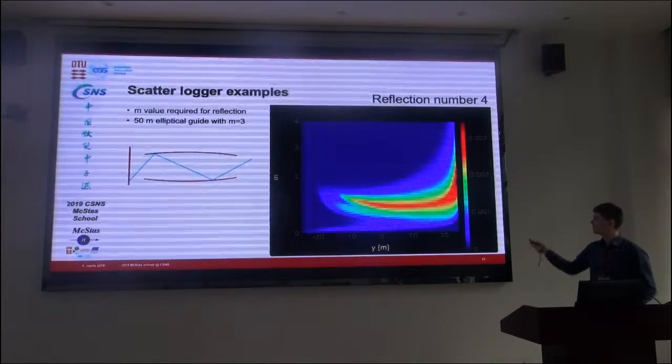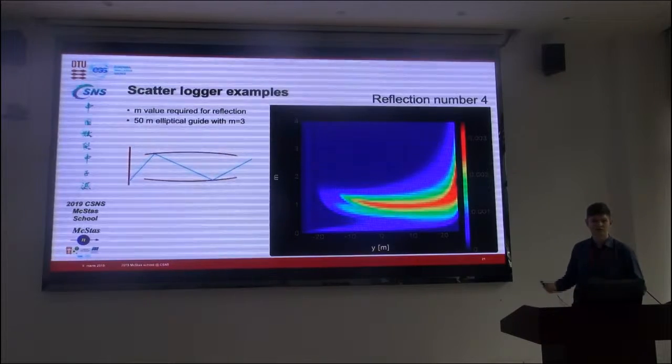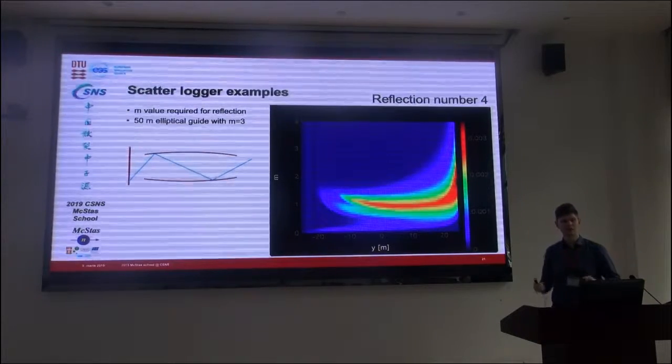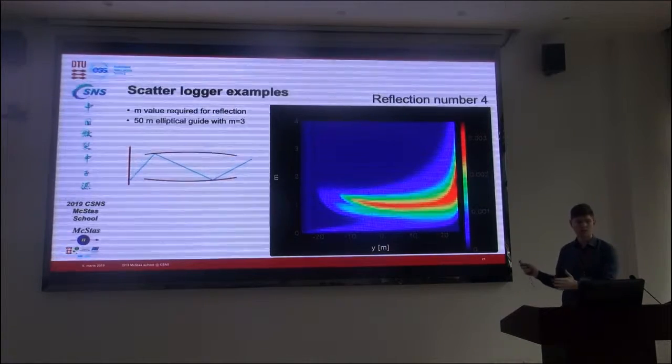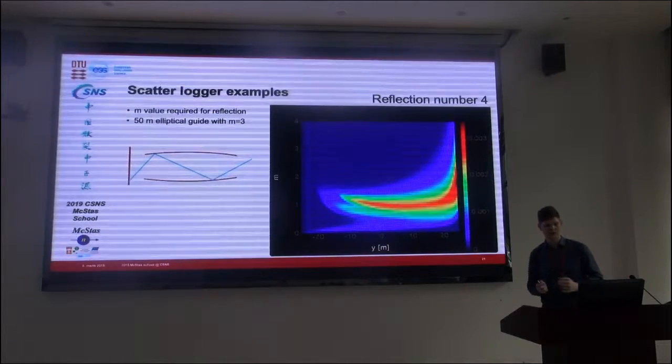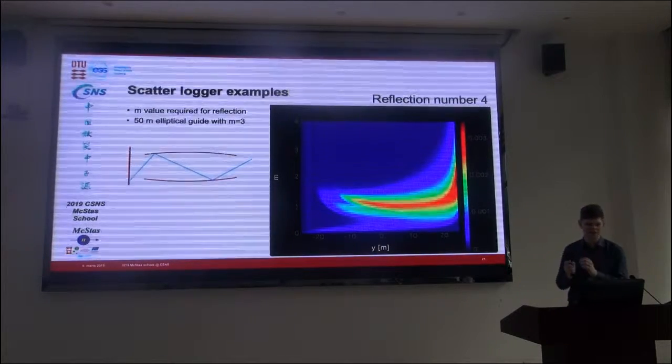And again, we need a high M value at the very end, because now the walls contract and they add divergence to the ray. And this requires a high M value, and we'll then have a focused beam with high divergence at the end, but not necessarily hitting a single point.